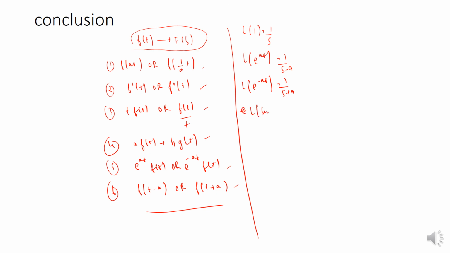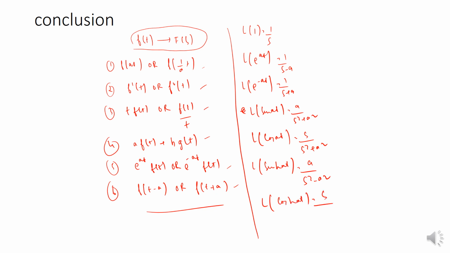Laplace transform of sin at is a by s square plus a square. Laplace transform of cos at is s by s square plus a square. Laplace transform of sinh at, the hyperbolic function, is a by s square minus a square, and Laplace transform of cosh at is s by s square minus a square. So these are some basic formulas. And Laplace transform of u of t, u of t is what? 1 by s. Laplace transform of u of t minus a, you are delaying it, then it becomes e power minus as by s.